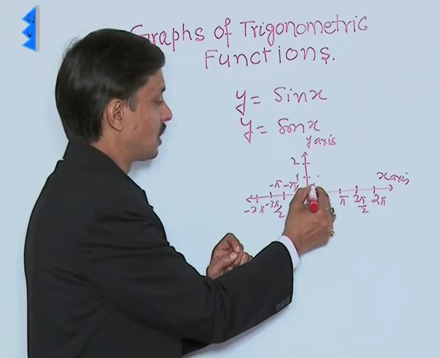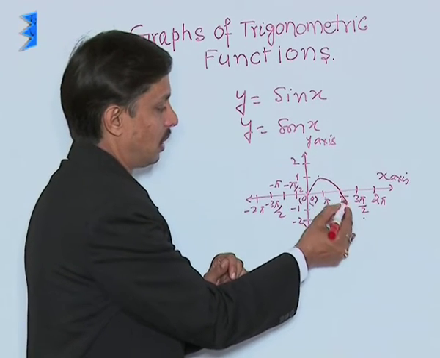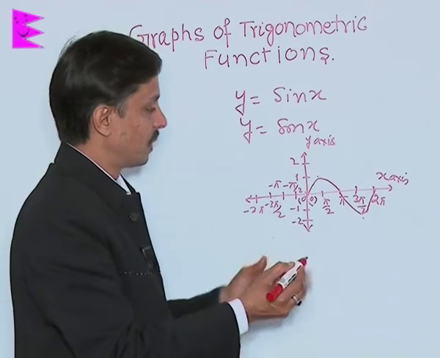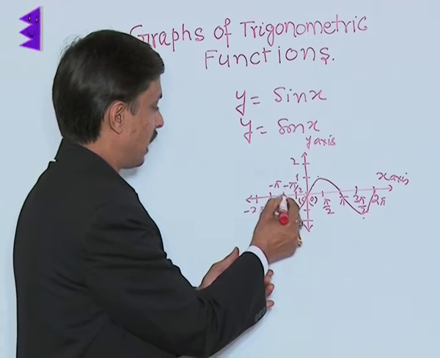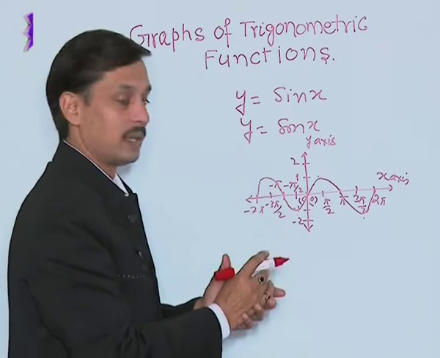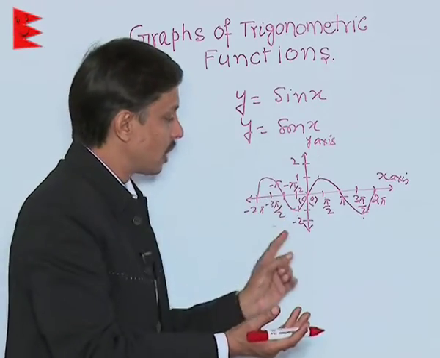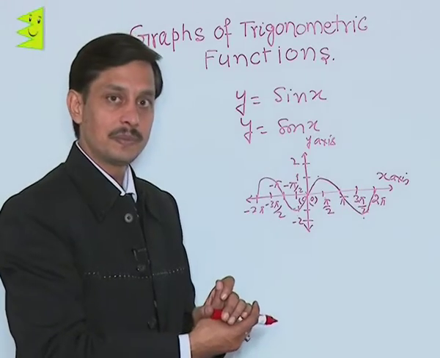And sine 90 you know is 1. So the graph of the sine function comes like this: sine pi is 0, sine 3 pi by 2, that is 270, is -1, and sine 360 is what? 0. This is -1, minus pi, -1, like this, +1 and then. So the graph of the sine function comes in the shape of this curve.